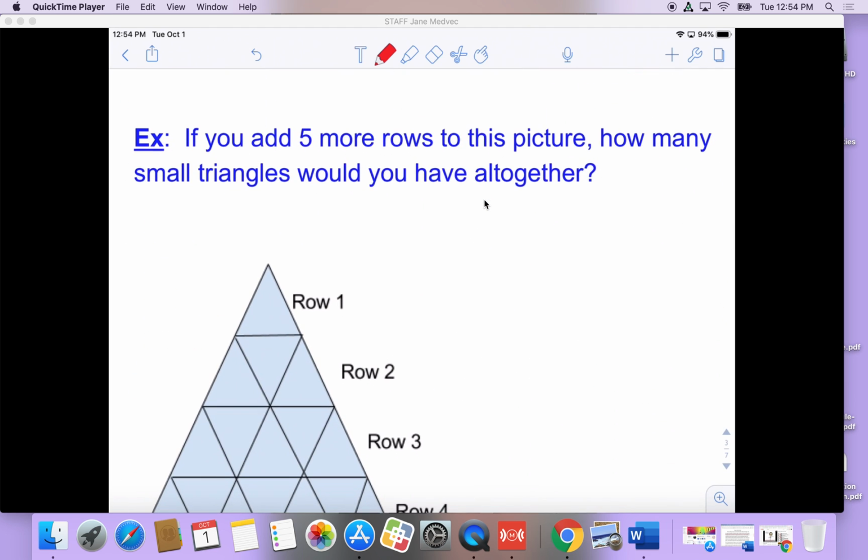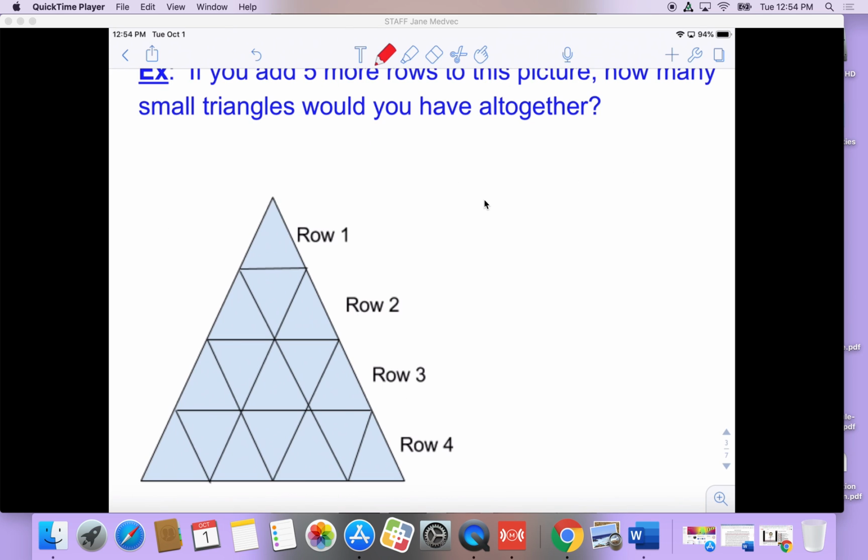All right, here's another example. If you add 5 more rows to this picture, how many small triangles would you have altogether? Now, my question is this. If you were taking an ACT exam, would you really want to draw 5 more rows on this thing? No way. It'd be way too hard. So if you remember patterns back in algebra, do you remember how we did something like this? Like, how did we arrange numbers? Do you remember? We looked at patterns. How did we do that in algebra?